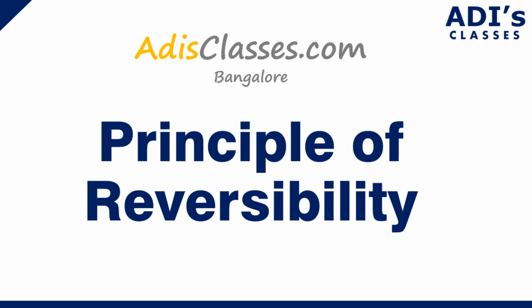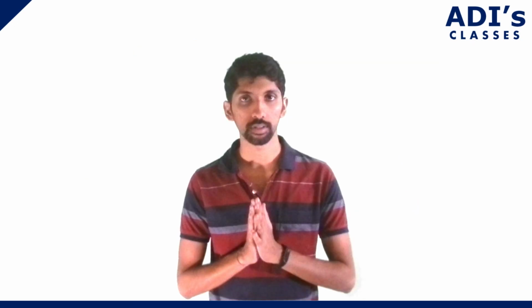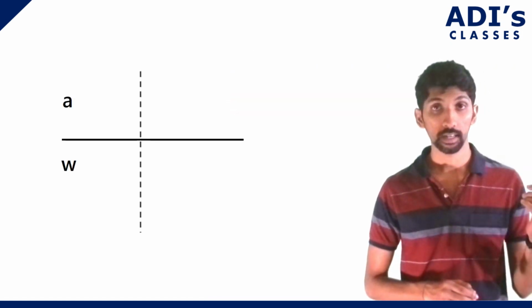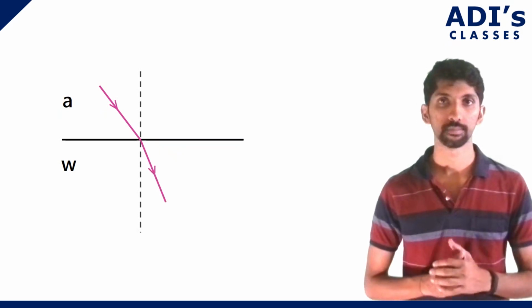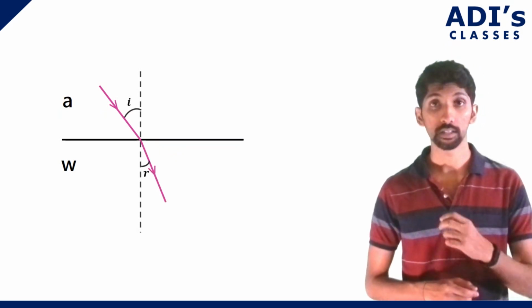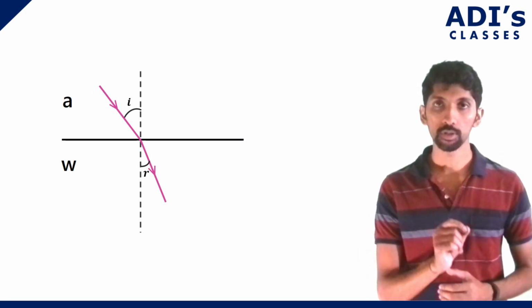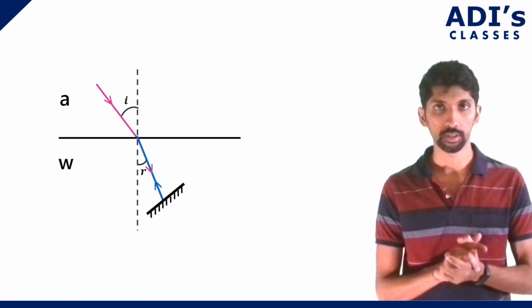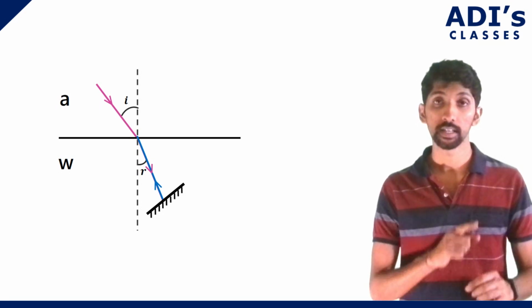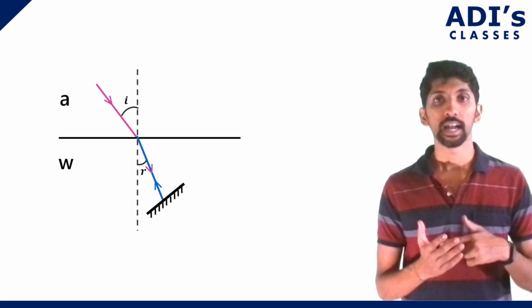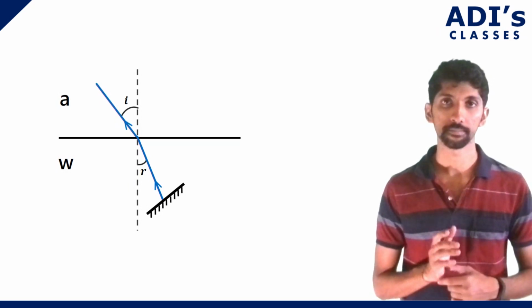Now consider you have a beaker which is filled with water. Now we have a ray of light which is coming from air and entering water. Let's say I is the angle of incidence, R is the angle of refraction. Now one more thing we are doing is keeping a mirror inside the water such that the ray of light which enters the water hits the mirror normally.